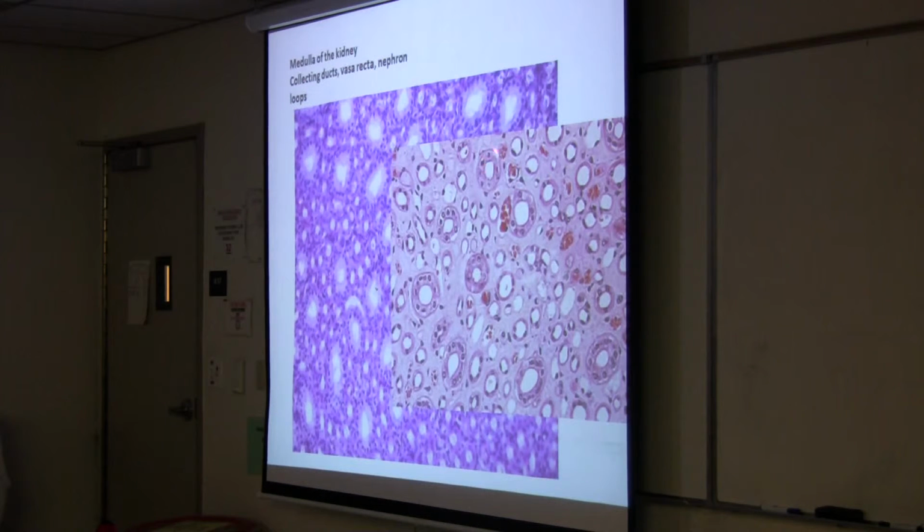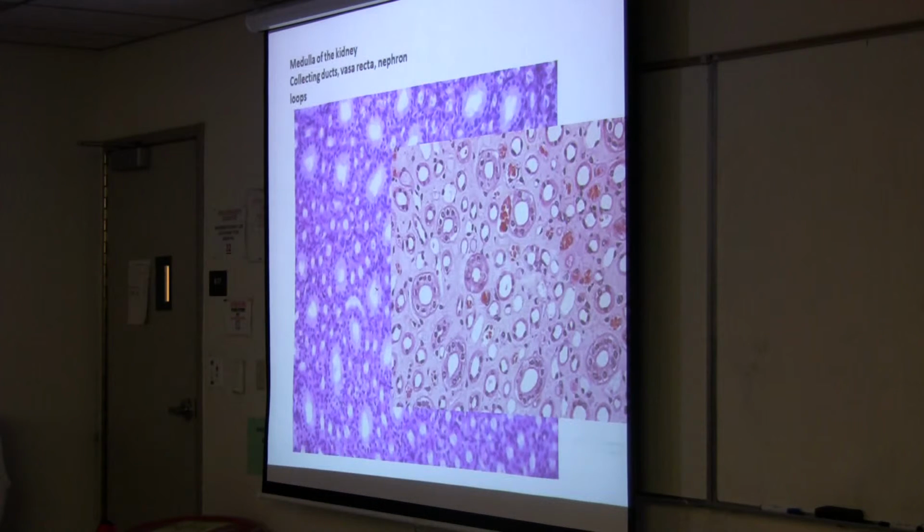So these are the collecting ducts. We'll talk about their role on Thursday and Tuesday next week. But they have simple cuboidal to simple columnar epithelia. And then we have the thick sections of the nephron loop, so that would be what these structures are here. And then we have the thin section of the nephron loop.